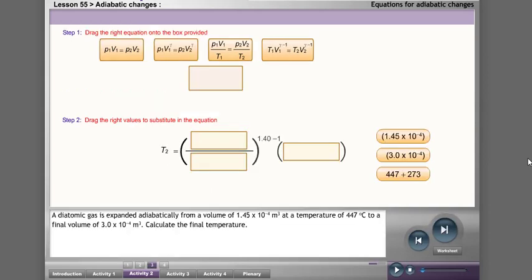A diatomic gas is expanded adiabatically from a volume of 1.45 × 10^-4 m³ at a temperature of 447 degrees Celsius to a final volume of 3.0 × 10^-4 m³. Calculate the final temperature.